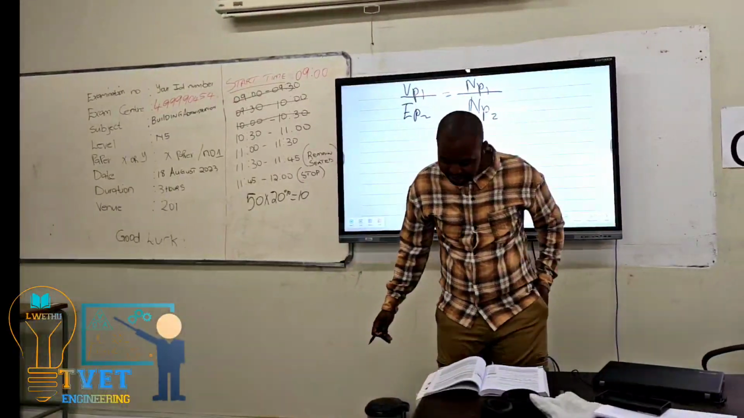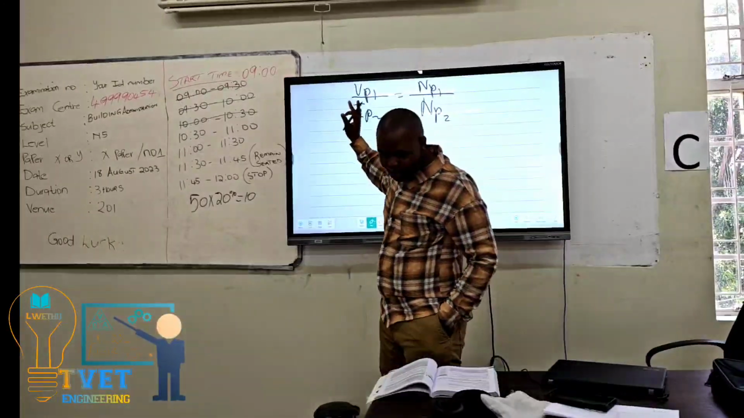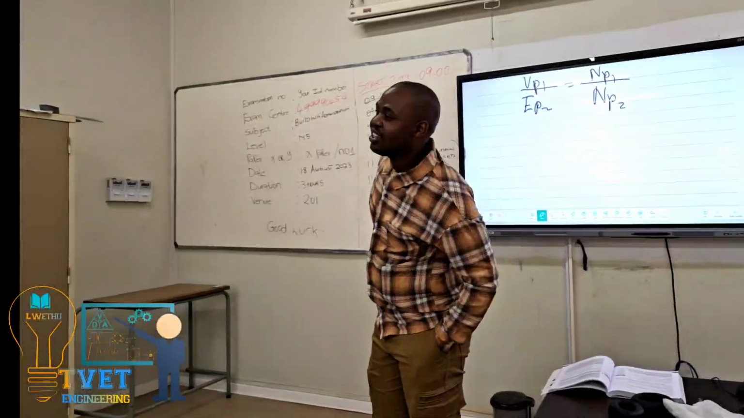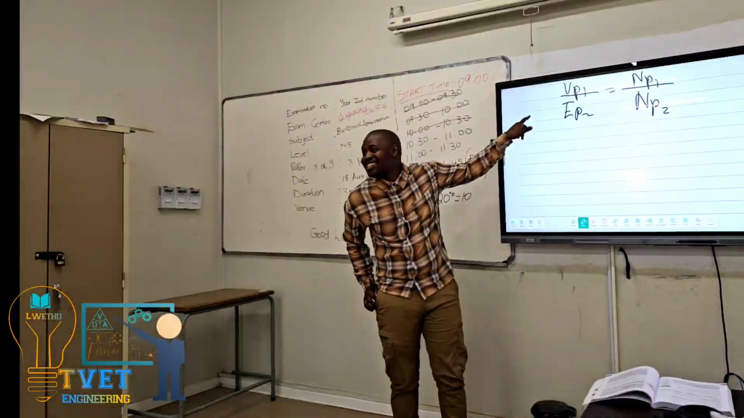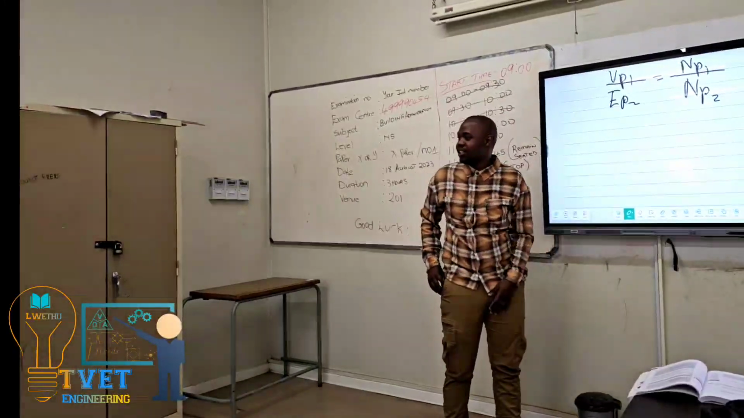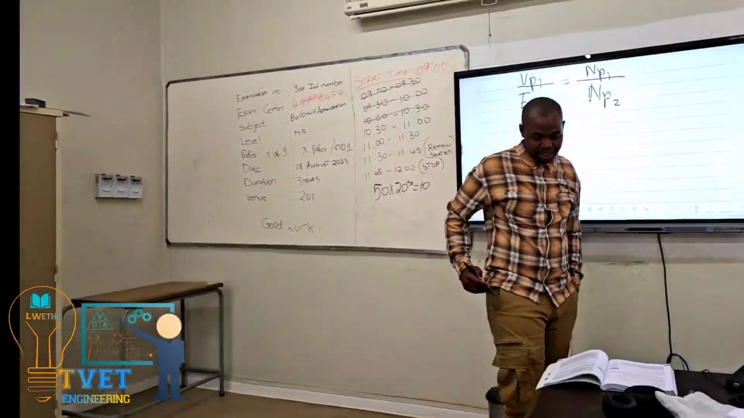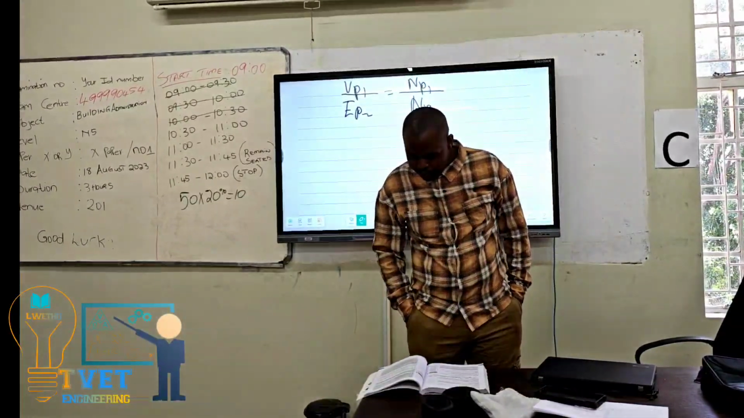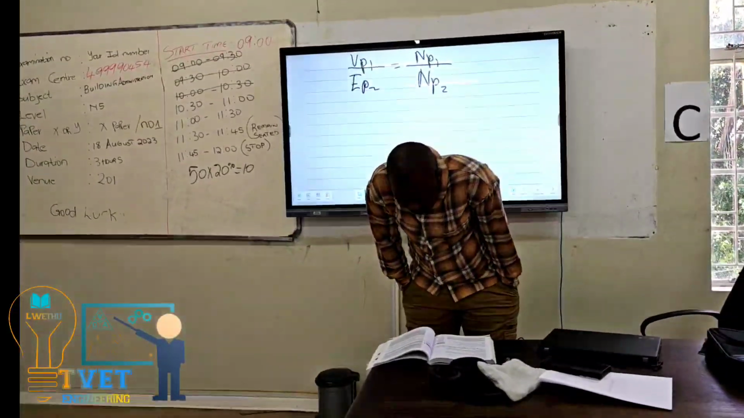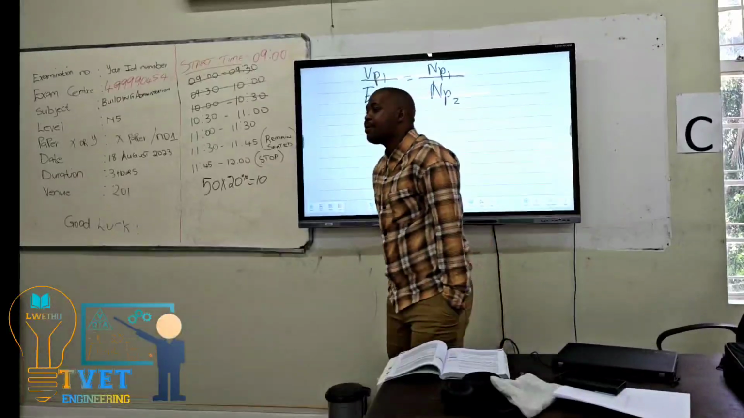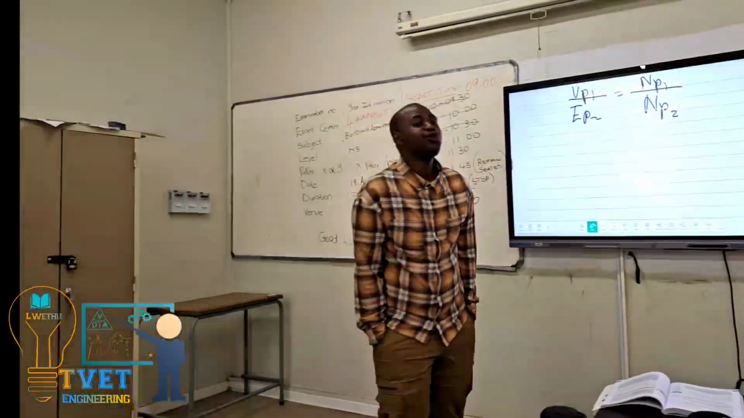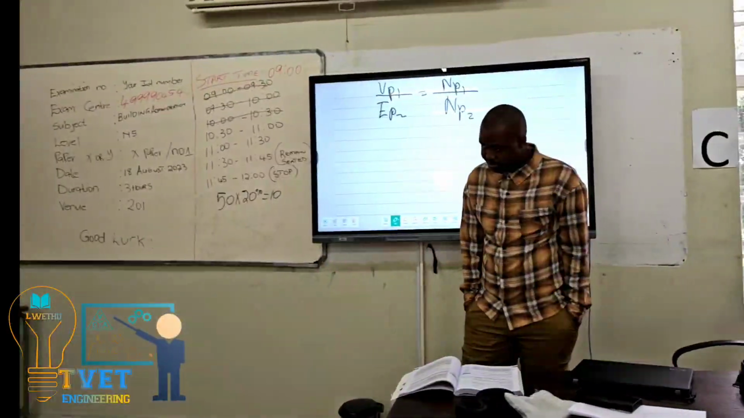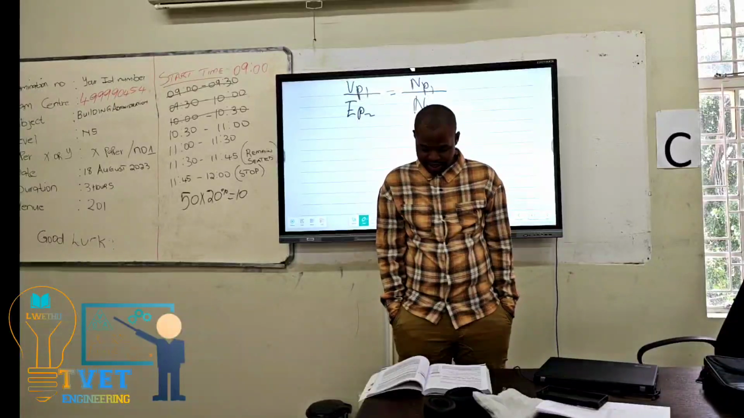E2 is the rotor induced EMF per phase at standstill. It is always the standstill value. NP1 is the number of stator turns per phase, and NP2 is the number of rotor turns per phase.